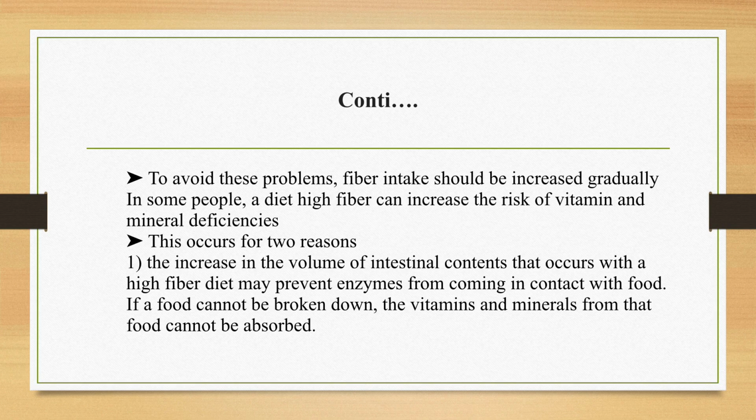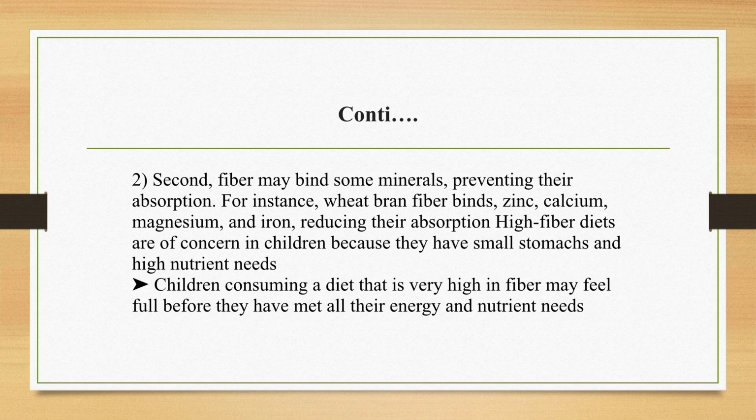In some people, a high fiber diet can cause the risk of vitamin and mineral deficiency. This occurs for two reasons. The increase in the volume of intestinal content that occurs in a high fiber diet may prevent enzymes from coming in contact with food. If food cannot be broken down, the vitamins and minerals from the food cannot be absorbed. Second one is fiber may bind some minerals, preventing their absorption. For instance, wheat bran fiber binds zinc, calcium, magnesium, and iron, reducing their absorption.